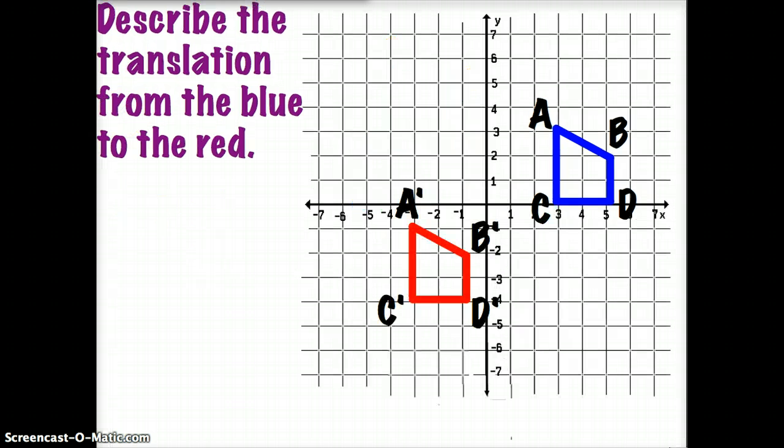Your turn. Describe the translation for this figure. Pause your video. Did you get the rule x comma y goes to x minus 7 comma y minus 4? If you did, give yourself a star. If you didn't, go back to the last example and try again.